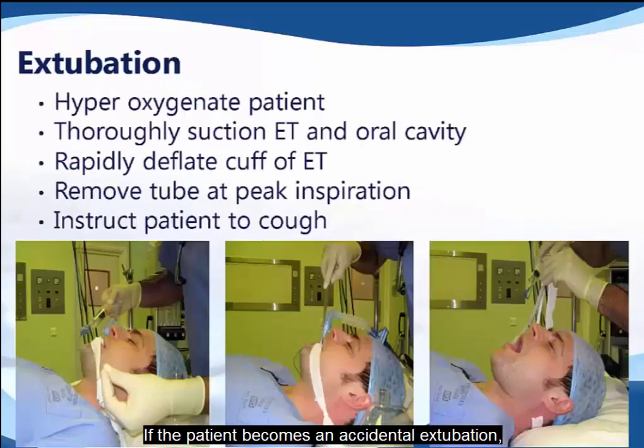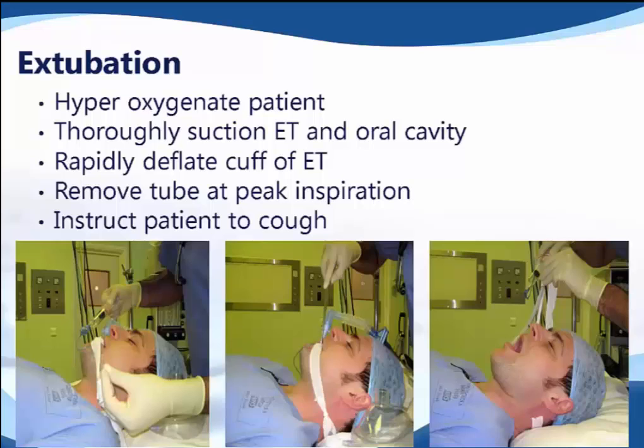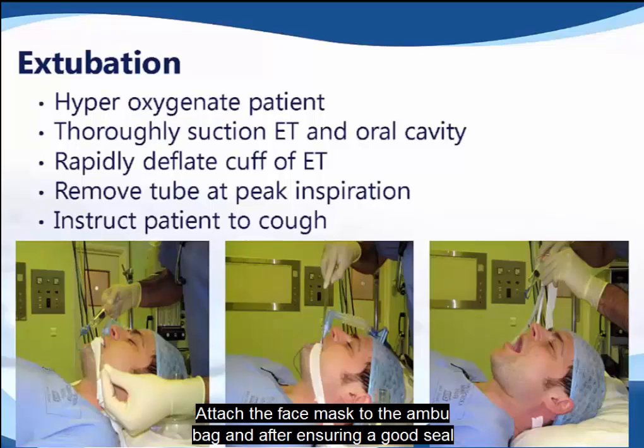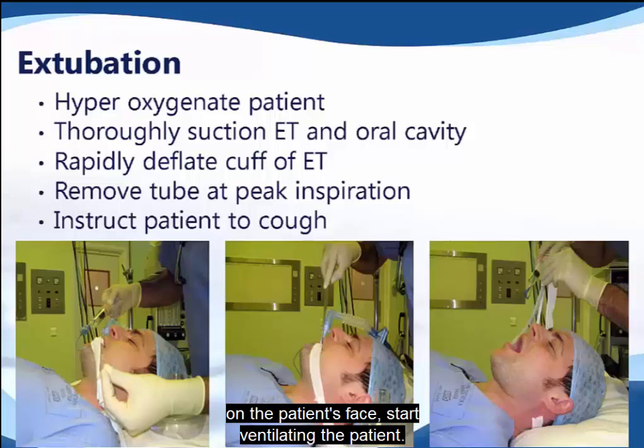If the patient has an accidental extubation, then you better hope there's an ambu bag attached to an oxygen flow meter and that it's on. Attach the face mask to the ambu bag, and after ensuring a good seal on the patient's face, start ventilating the patient. A planned extubation.